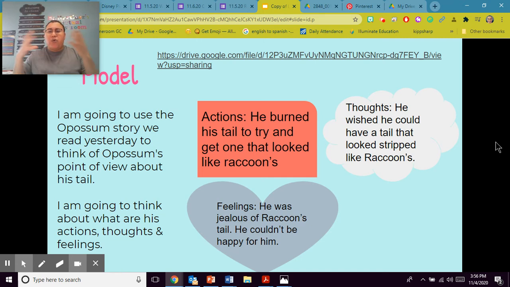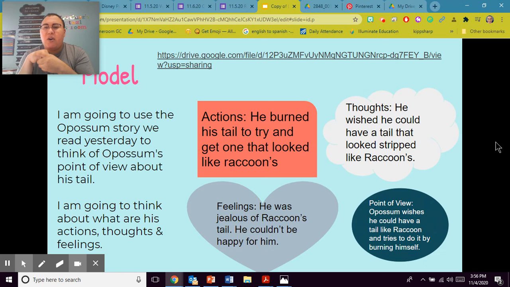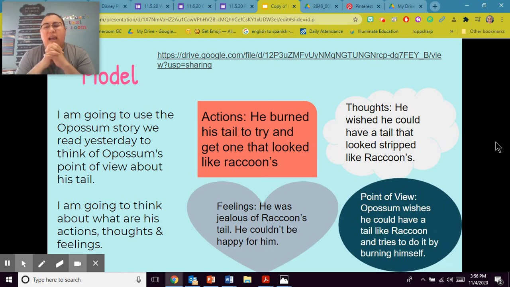So, what was his point of view? How does he think and feel about his tail? Possum wishes he could have a tail like Raccoon's and tries to do it by burning himself. That is the way that he sees this situation, right? The only way that he can have a tail like Raccoon's is by burning himself and really, really wanting a tail like Raccoon's.